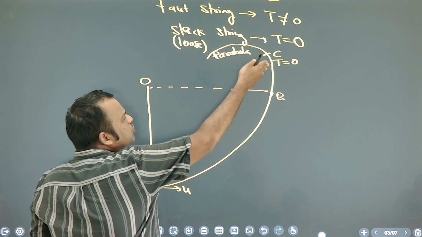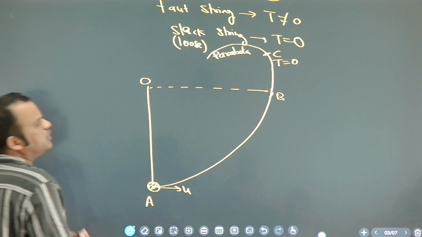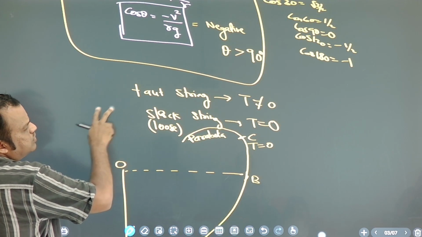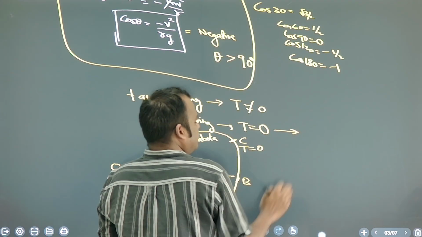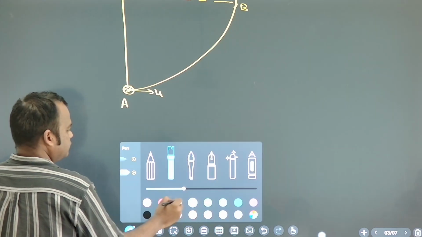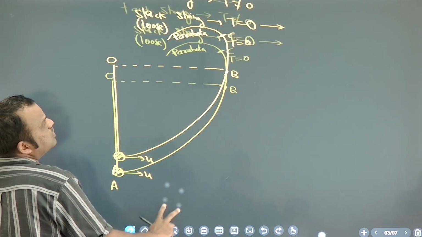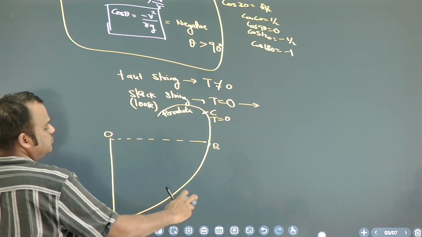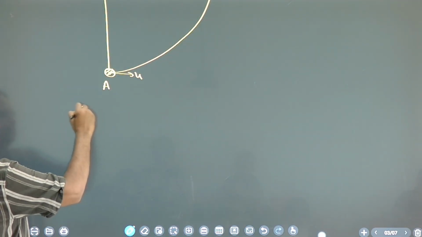So when circular motion changes into parabolic motion, at that point, what is tension? 0. Tension 0. Okay, note down this. So taut string, tension not 0; slack string, tension 0. Okay, fine. So now solve one question. What is the condition for zero tension? Tell me. Cos theta negative, minus v square by rg.